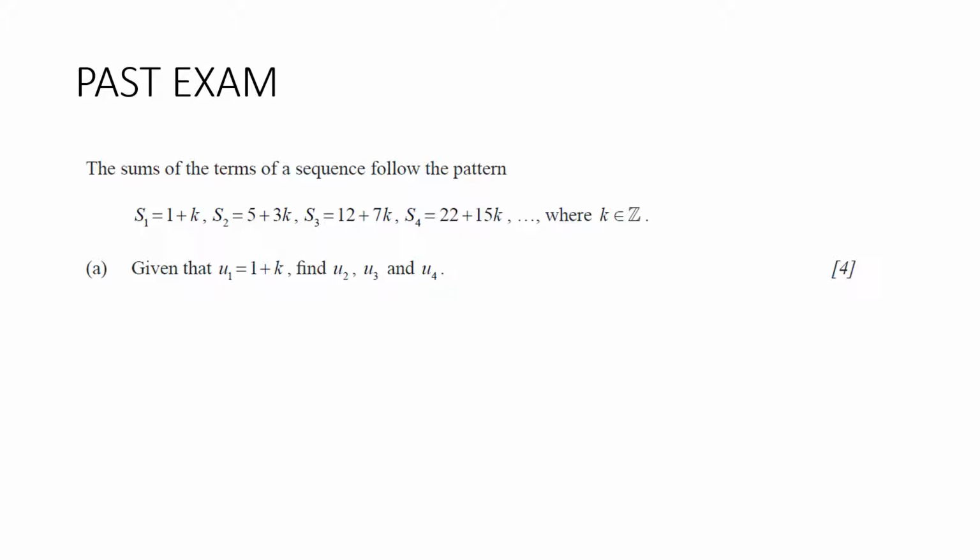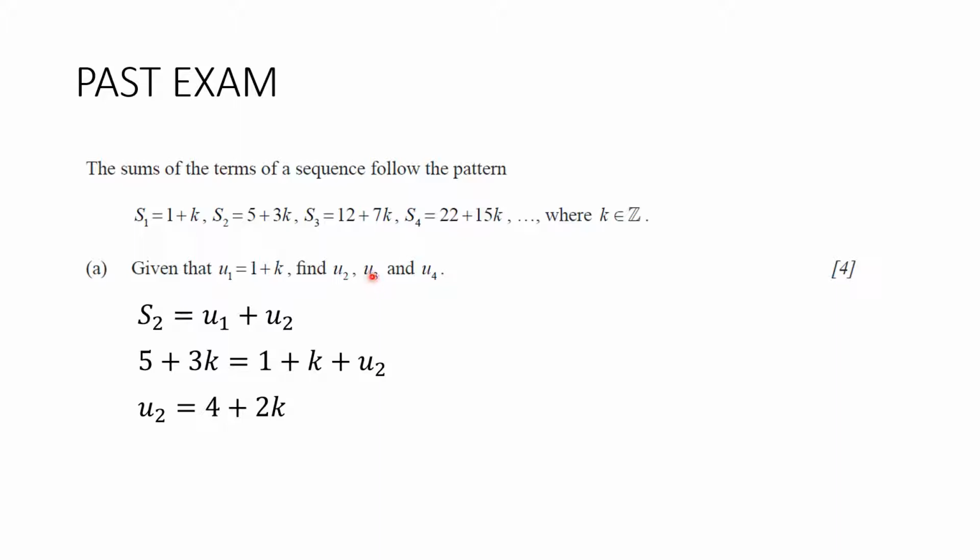Part A, given that u1 is equal to 1 plus k, find u2, u3 and u4. Okay, the first term, 1 plus k, is the same as the sum of 1 terms. The second term is going to be retrieved from this. So the sum of 2 terms is going to be the first term plus the second term. We know the first term and we know the sum. So let's substitute that in and let's solve for u2. So u2 is going to be 4 plus 2k.